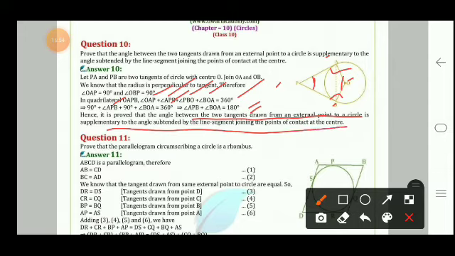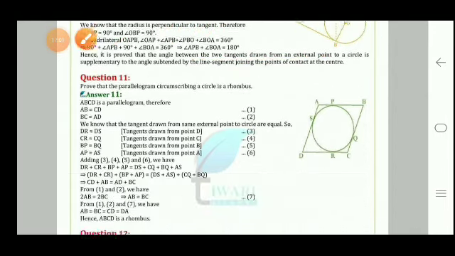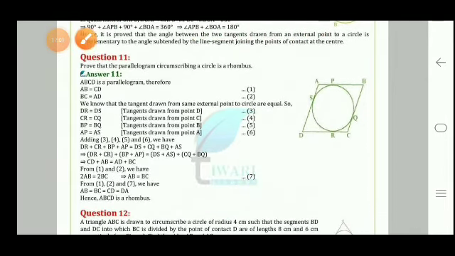Then in question number 11, what is given here? It is given that we have to prove that a parallelogram circumscribing a circle is a rhombus. So what we have to do here is prove that ABCD is a rhombus. It is given that ABCD is a parallelogram.